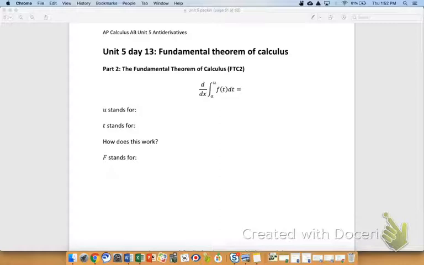Unit 5, day 13. Okay. So today has the potential to be pretty short, and we might loop back a little bit and do that one question we didn't do yesterday. Maybe you remember from yesterday we did something called the fundamental theorem of calculus, and yesterday we did part 1. So naturally today we're going to do what's often referred to as part 2.